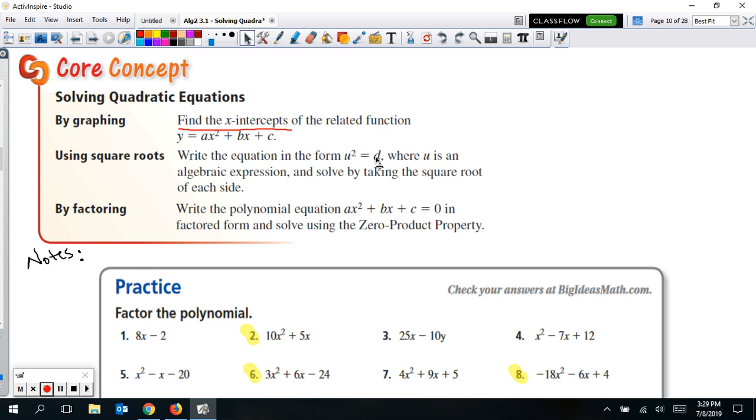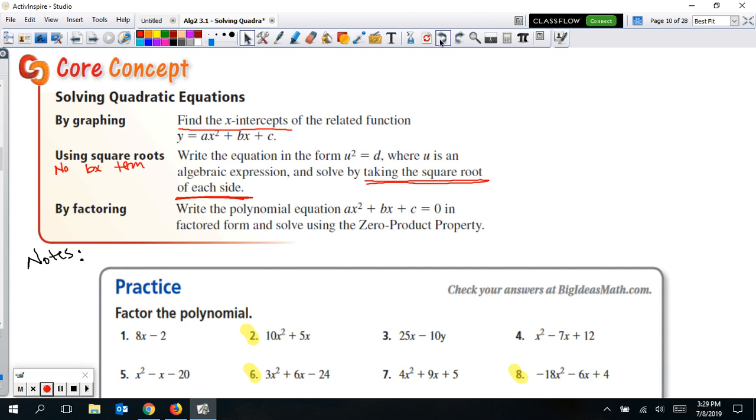And so what you do there to undo the square is you do the opposite operation, which would be taking the square root. That's what it says here. Take the square root of each side. That's going to undo the square of this. So if you have your variable squared here equal to a number, you can then just take the square root of both sides, and it can be very fast and easy.